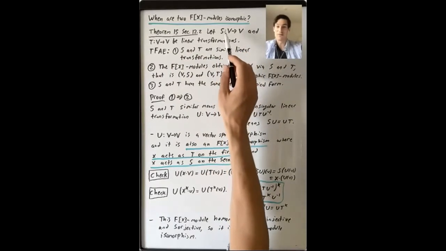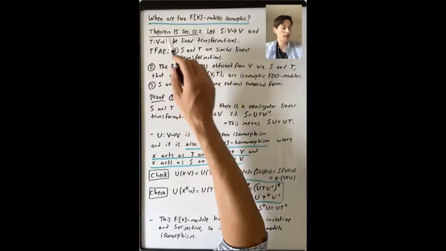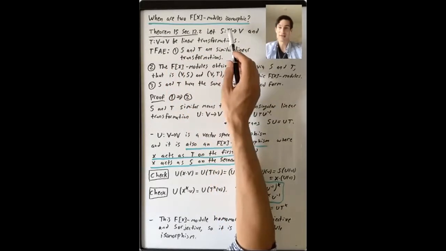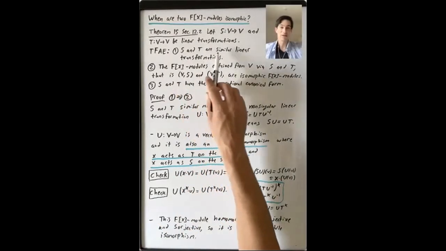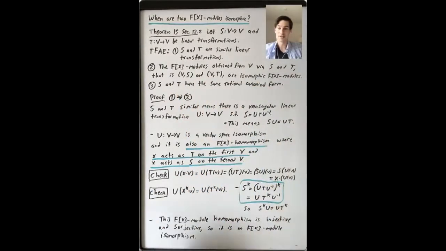n-dimensional vector space V over a field F and two different linear transformations, S and T. So they're linear transformations. They may be different. They may be the same. And we're going to prove that three things are equivalent. One, S and T are similar linear transformations.